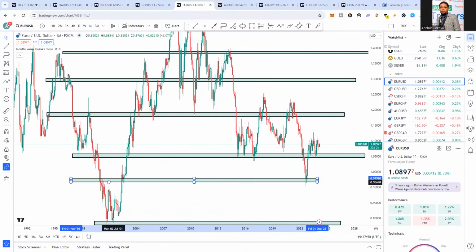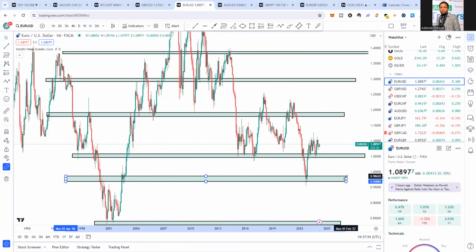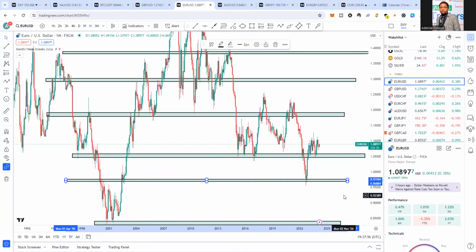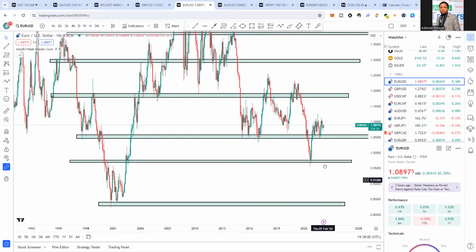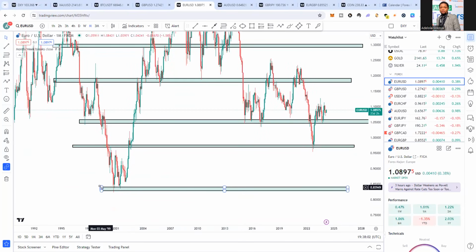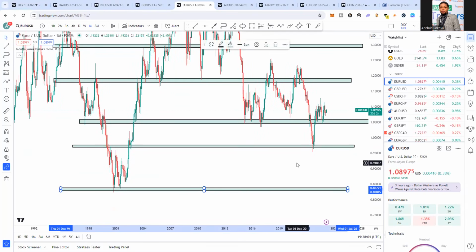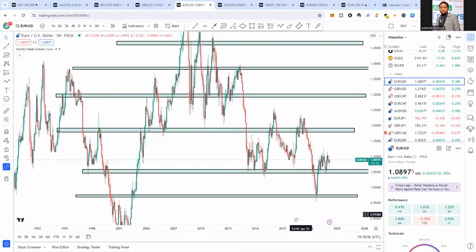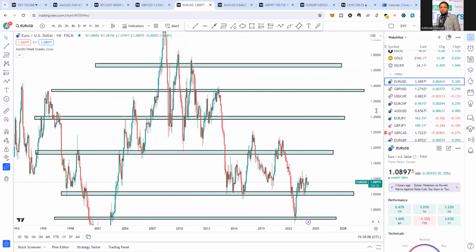Somebody said I should use a different color. I don't know what you mean by different color. It's the same thing. Support. When support is broken, it becomes resistance. When resistance is broken, it becomes support. It's the same thing. It's just for the use of terminology. That's why we used to say support and resistance.